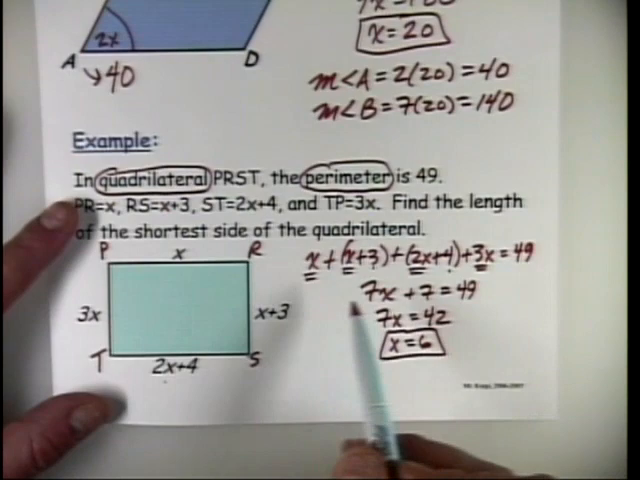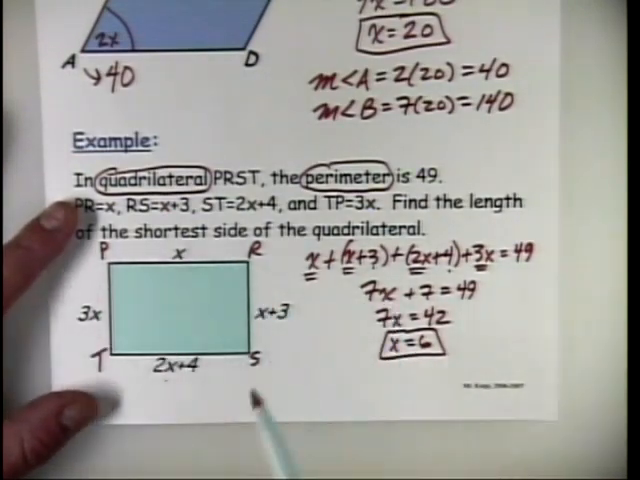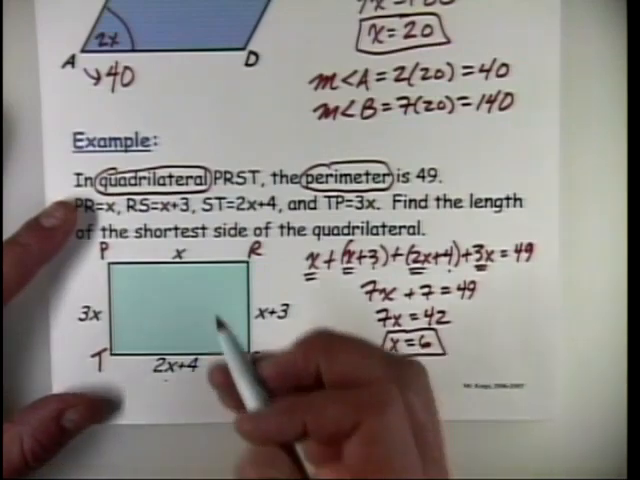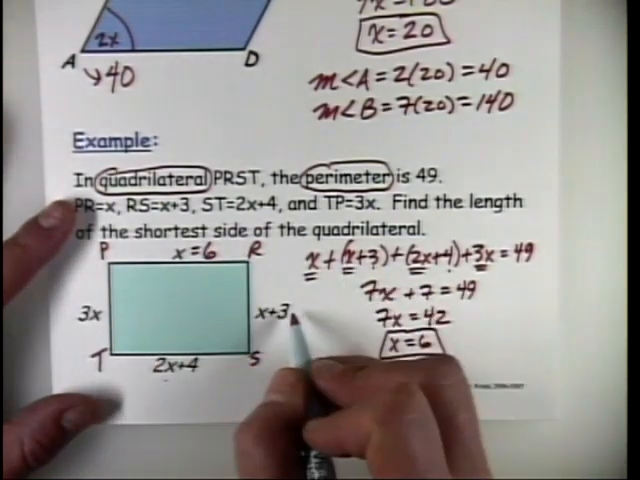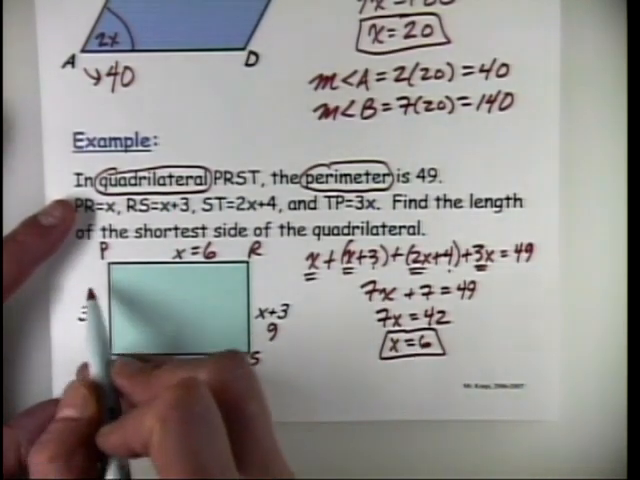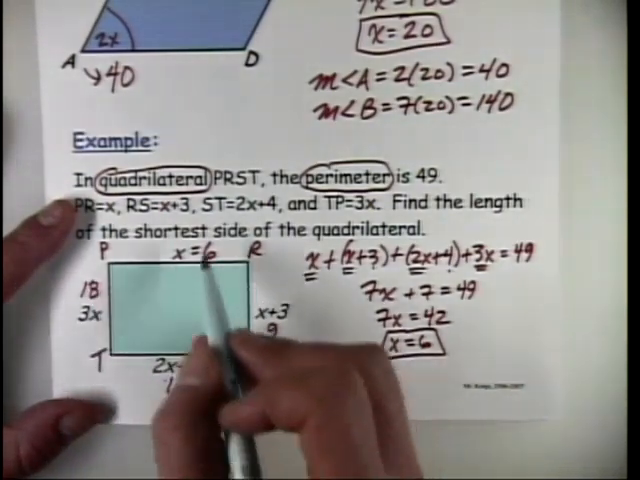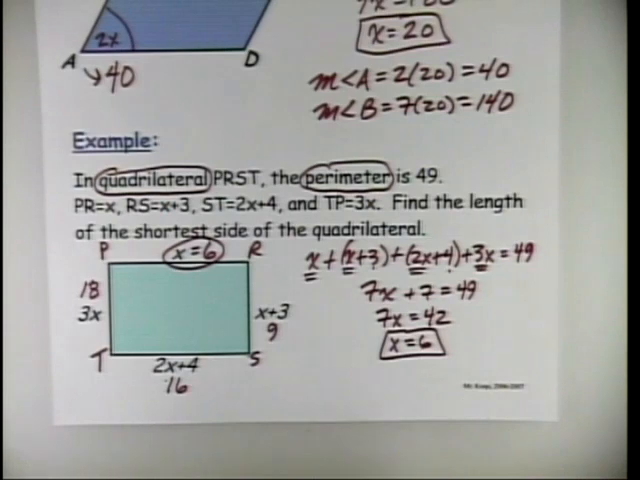No, not yet. Notice that in each of these cases, we have an x in the expression. So we can go through and find the side lengths. Now that x is 6, we know that this side is 6. This side is going to be 9. This side is going to be 6 times 2, which is 12, plus 4 is 16. And this side is 6 times 3, which is 18. So of the 4 sides, 6 is the shortest side. So that would be the answer.